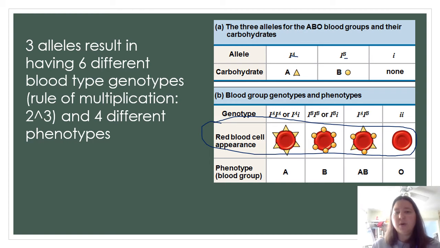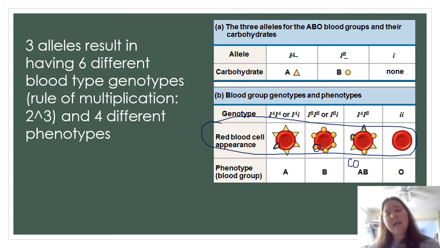Okay. So an A blood type has these triangle proteins on it. The B blood type has these circle proteins on it. All right. And then the AB blood type has both. That's why it's codominant as well. Okay, and then the O has none.